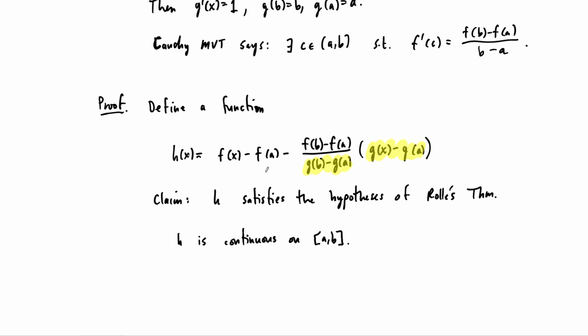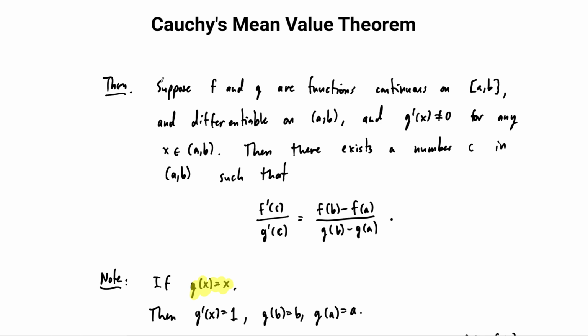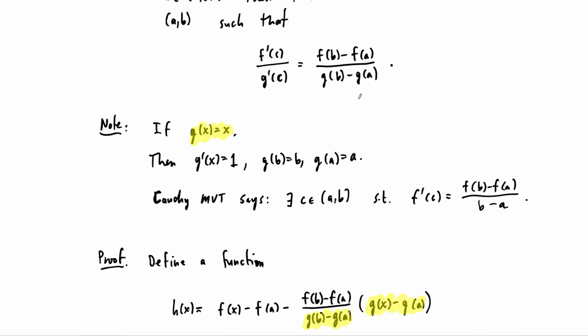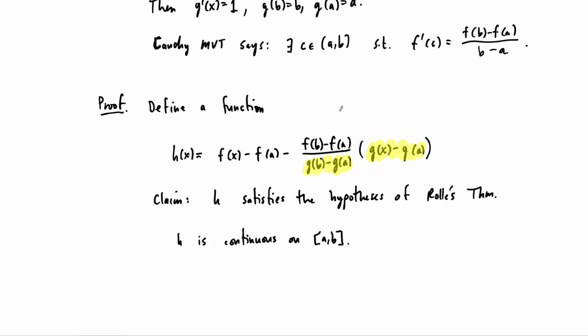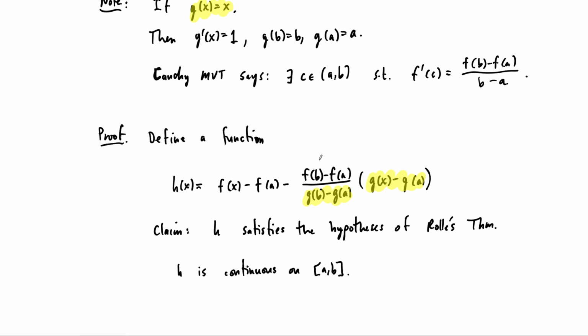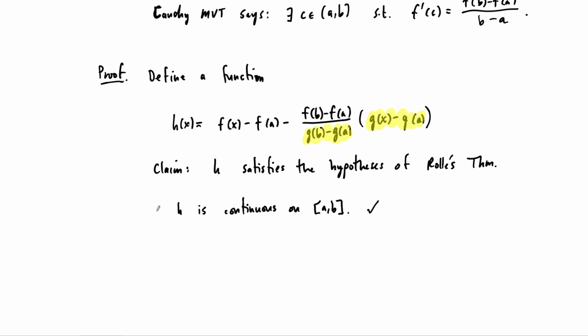Remember, we're building this function out of f and g, and f and g satisfy the properties that we assumed in the theorem, right? So f and g are both continuous on [a, b]. And then we get to assume that f and g are both differentiable on the open interval (a, b) as well, and that g prime is not 0, right? So we look at this, and we see, yeah, this is built out of continuous functions. We didn't do anything crazy, right? So yes, this function is continuous. So there's criterion number 1 for Rolle's theorem.